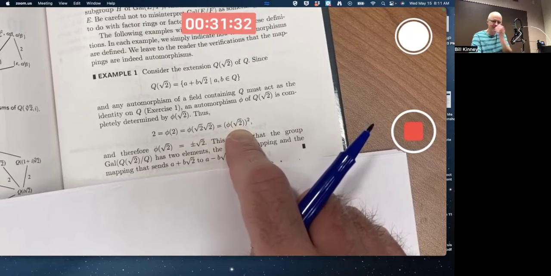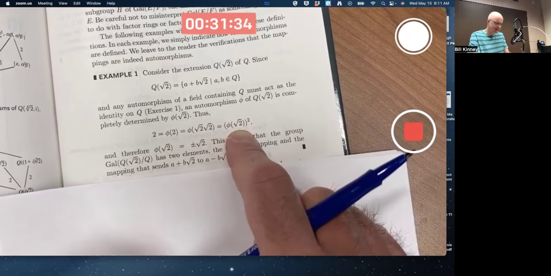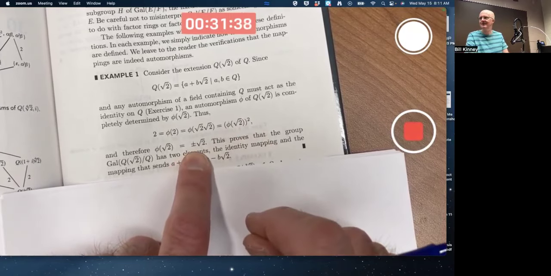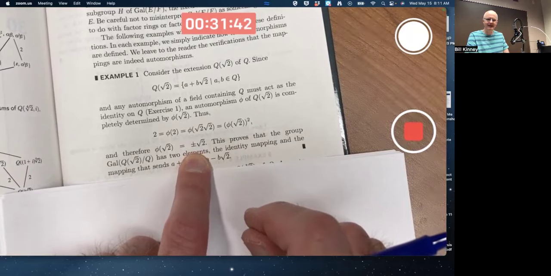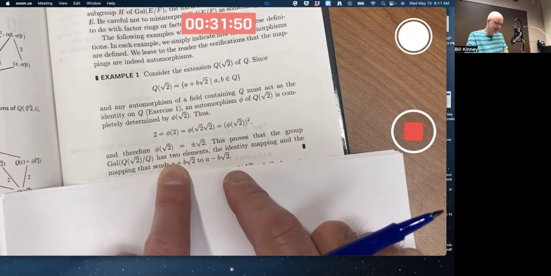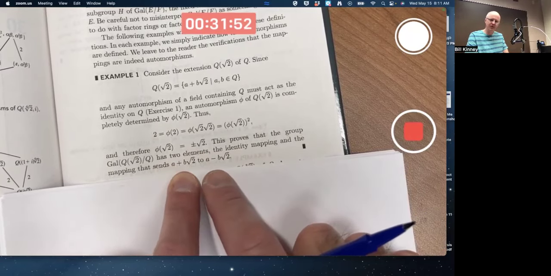In other words, phi of root 2 must be plus or minus root 2. Those are the two possibilities, the only two possibilities. This proves the group has two elements, the identity mapping and the mapping that sends a plus b root 2 to a minus b root 2. Okay, the author actually overstated the case there.